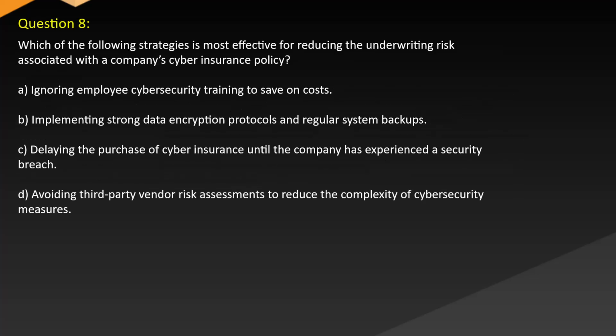Question 8. Which of the following strategies is most effective for reducing the underwriting risk associated with a company's cyber insurance policy? A. Ignoring employee cybersecurity training to save on costs. B. Implementing strong data encryption protocols and regular system backups. C. Delaying the purchase of cyber insurance until the company has experienced a security breach. D. Avoiding third-party vendor risk assessments to reduce the complexity of cybersecurity measures.